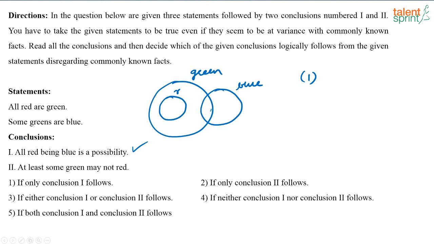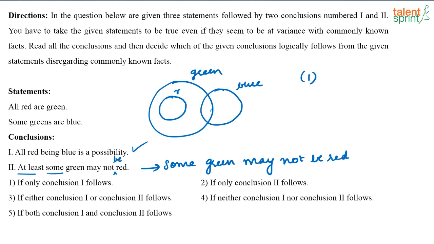First conclusion follows. Second one. At least some green may not be red. I think there should be a B here, right? Then only the line makes sense. Now again here they have given at least some. See, at least means some, that's all, okay? So basically what the second conclusion means is some green may not be red, okay? That means now how do you interpret this line? This means that some green may not be red. So some green is not red is a possibility.